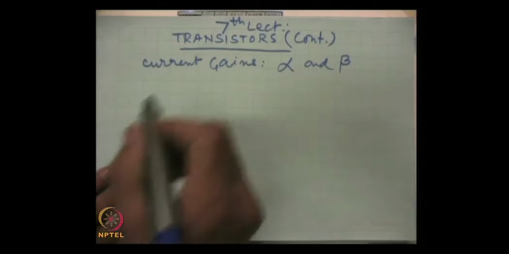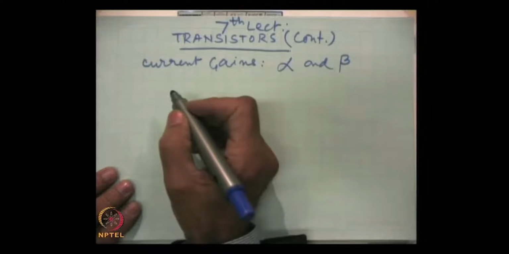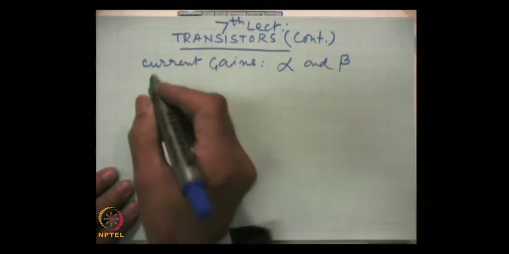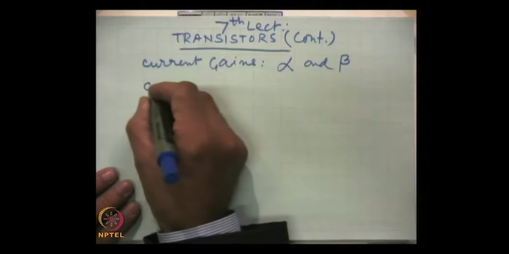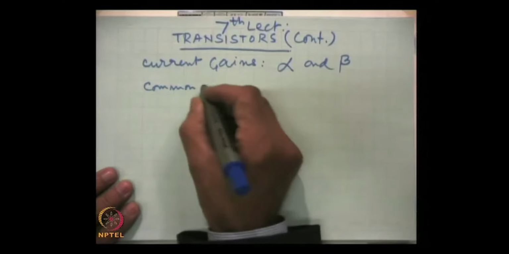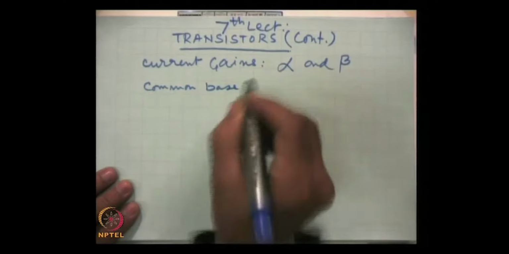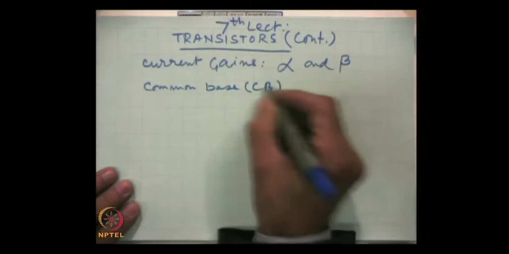Continue our discussion on transistors, and now we take the two current gains which we often encounter with transistors. The one is called alpha. Alpha is the current gain which is observed in the common base circuit, that is CB circuit.